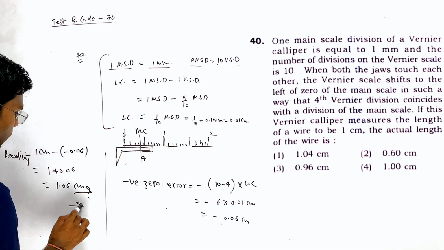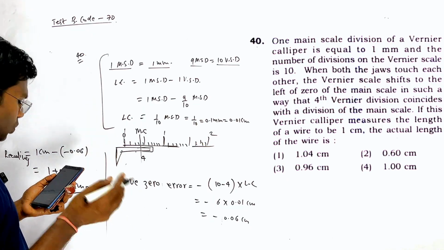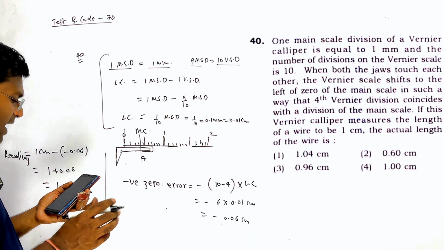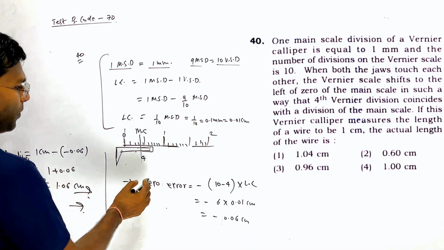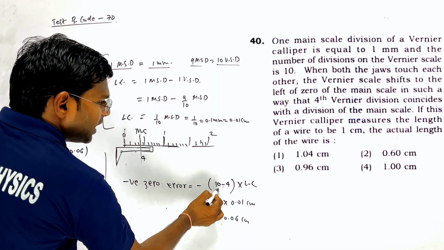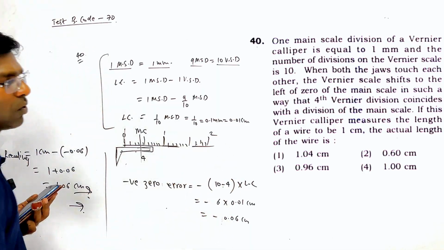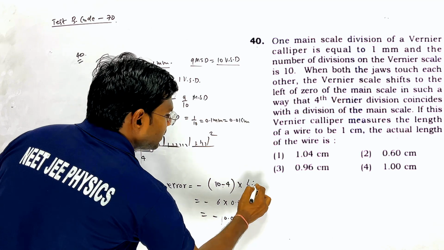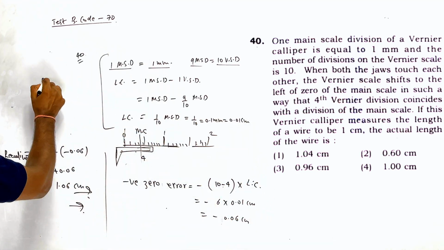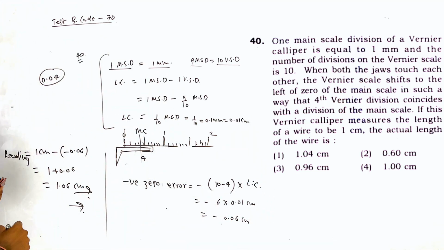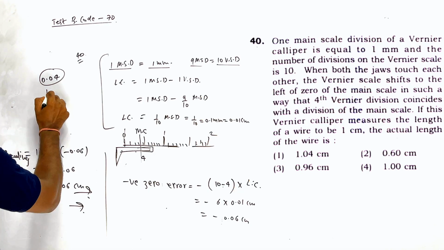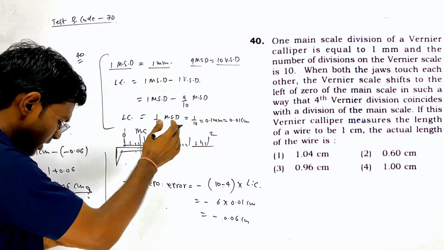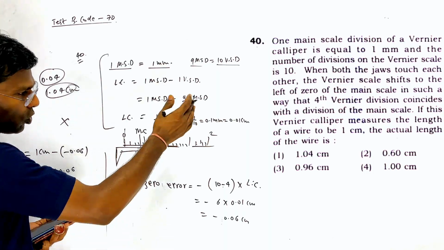That's why this is the bonus question. I think they have made a mistake in the solution. By mistake they should have given 1.04, because they did not use 10 minus 4, only the 4 into least count in their calculation. According to them the negative zero error will be minus 0.04 centimeter, and the answer should be this, but there is a mistake in this question and therefore it must be a bonus, right?